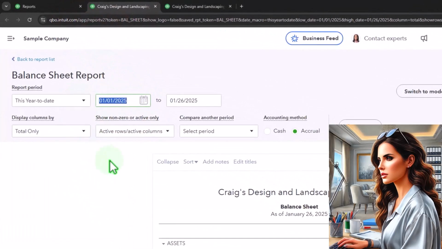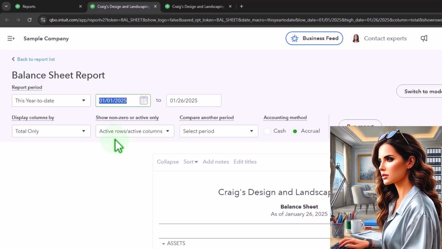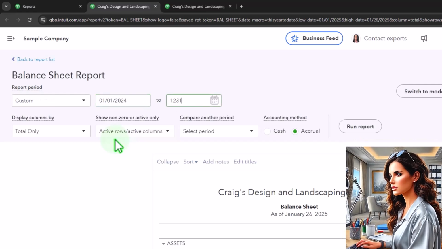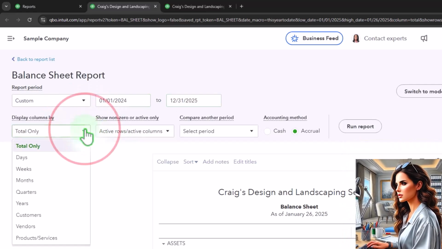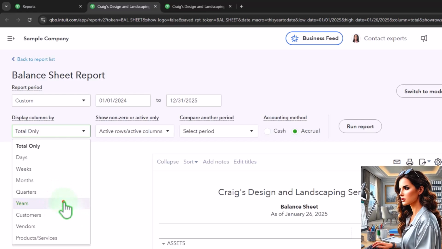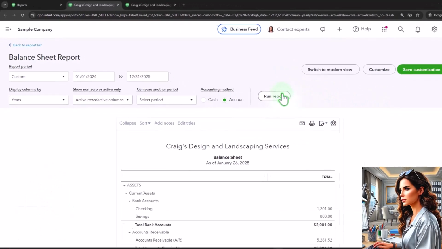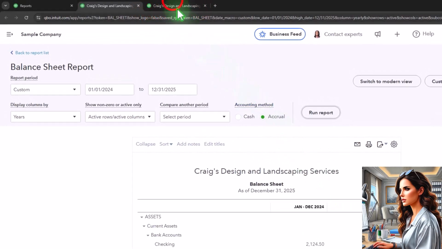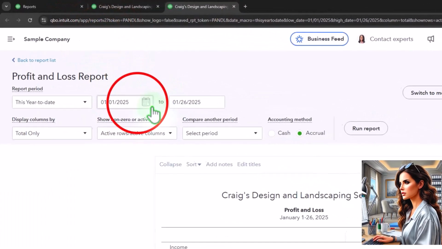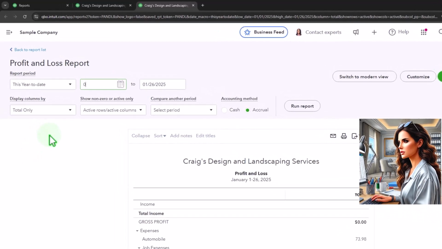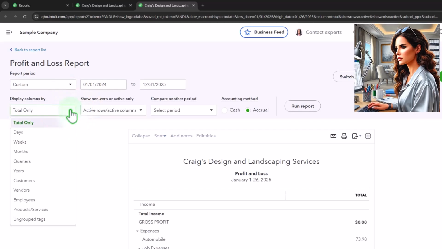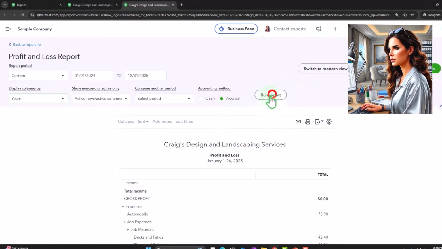I'm going to change the range to that two-year time frame as we have been doing in the past: 010124, tab, 123125, and then select the drop down to see it in years, running it to refresh, 2024 and 2025 side by side. Let's tab it to the right, closing the hamburger menu and repeating the same range: 010124, tab, 123125, tab, selecting the drop down in years, running it.